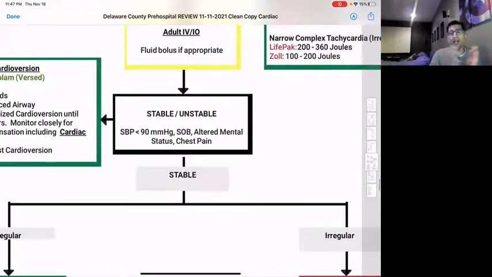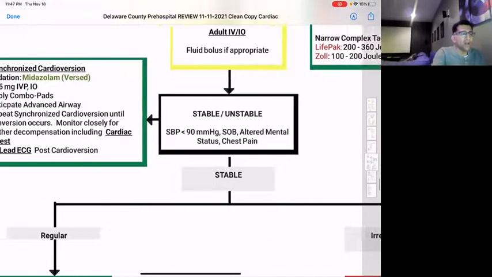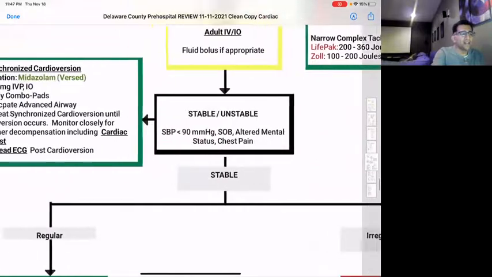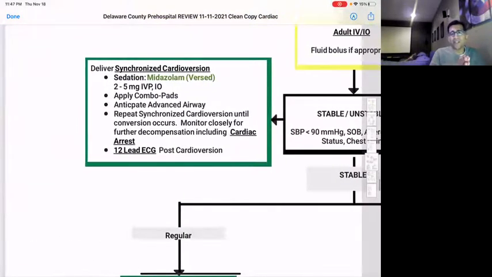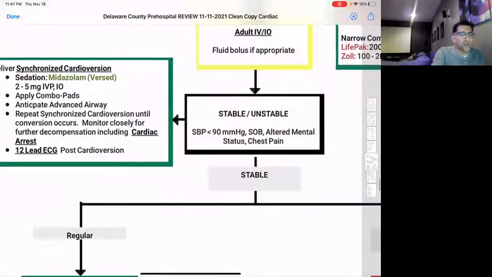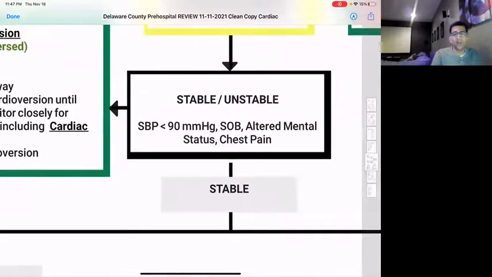And now again, we're at a branch point. Are we stable or are we unstable? Now, I'm going to start with our unstable, because for me, if it's unstable, we cut to the chase a little bit, but I do want to direct you at this box of stable versus unstable. Notice the numbers here: systolic blood pressure less than 90, shortness of breath, altered mental status, chest pain. So we're giving you a clear direction about how unstable is defined.